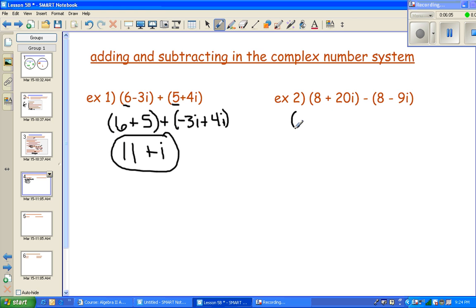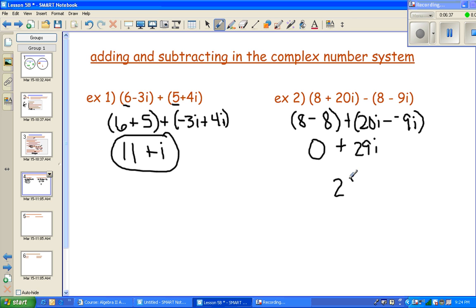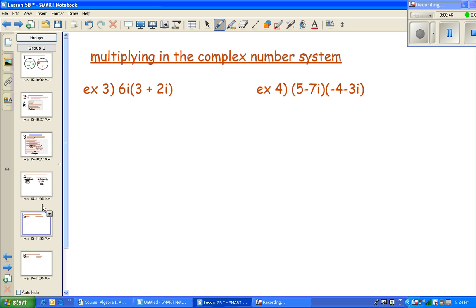Same thing for subtraction. You want to combine your 8 and your minus your 8. And then we've got our 20i minus our negative 9i. So what we have here is 0 plus 29i, which you don't have to write the 0, so you can just express that as 29i. If you do, it's not wrong, but it's not necessary. Okay, so that's adding and subtracting.